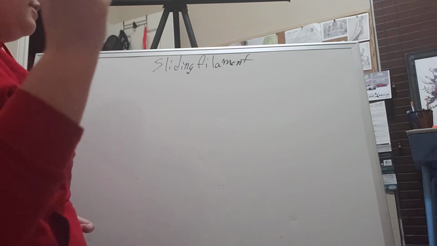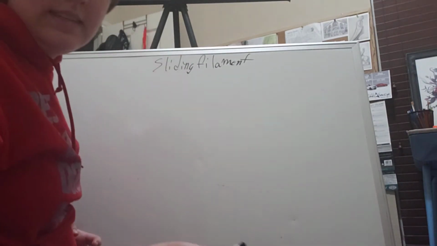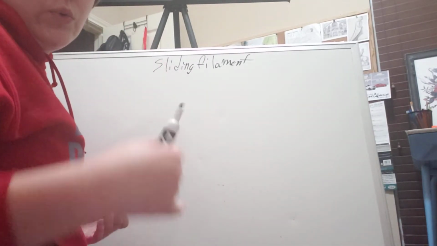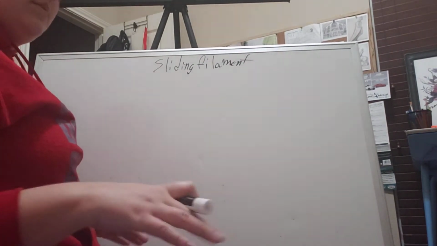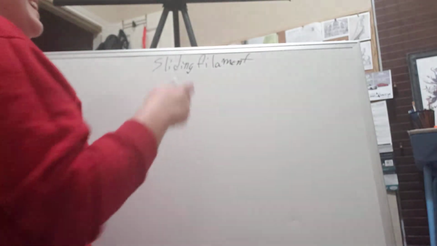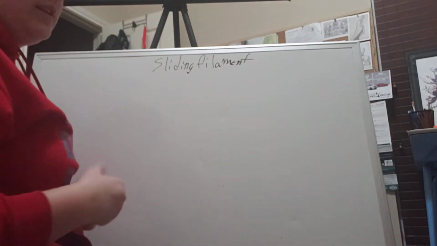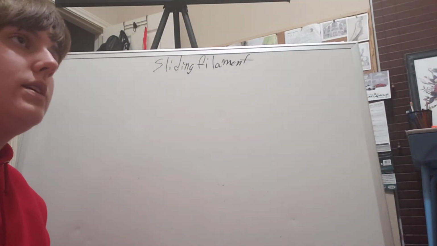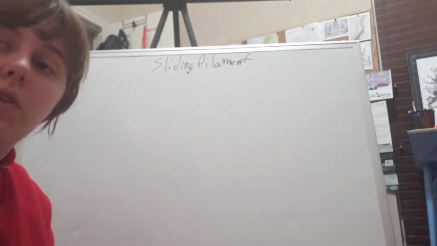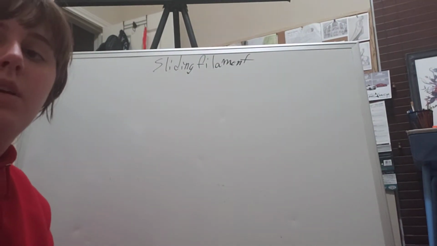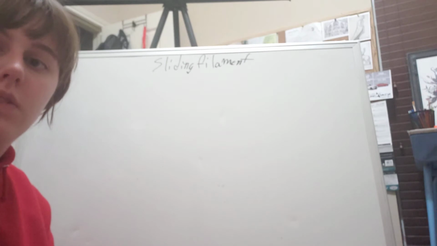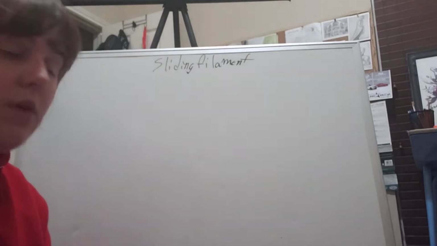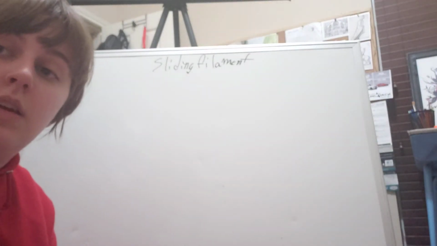The neurons will release acetylcholine into the synapse. Acetylcholine is the most common neurotransmitter, and acetylcholine will trigger the release of calcium from the calcium stores through ligand-gated ion channels, and that will be flooded into the sarcoplasmic reticulum.